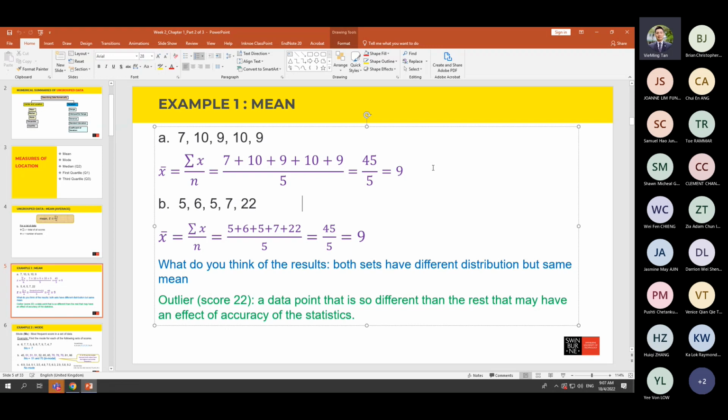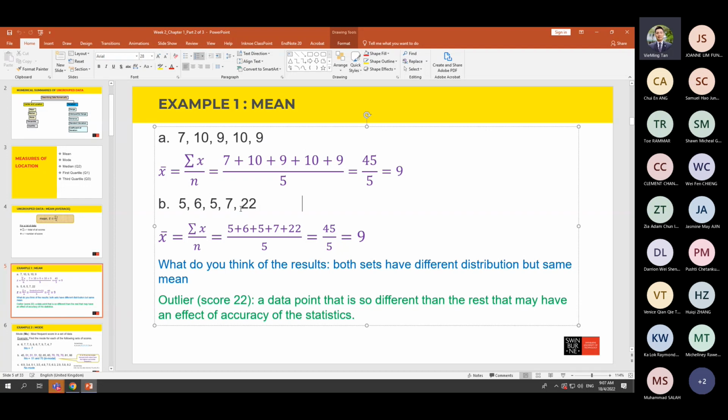So the mean is equal to 5 plus 6 plus 5 plus 7 plus 22 in the numerator. Then the denominator is 5 because there are 5 data altogether. So 45 divided by 5, you'll get 9. Even though the first 4 numbers are very small, the last number is very big. So this will make the average equal to 9.